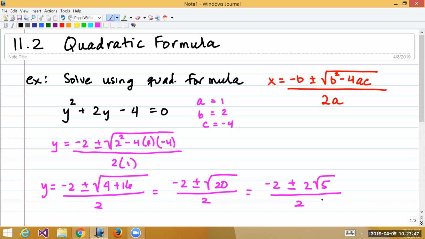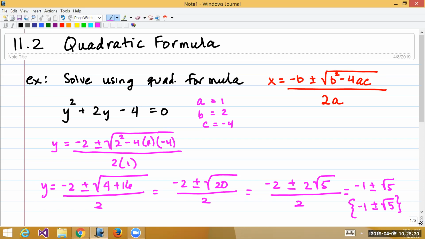Now, simplifying, remember, these are terms that are being added or subtracted. If you wanted to cancel something with the denominator, you have to cancel from every single term. These work as a group, right? So we see that they all have a factor of 2 in common that we can cancel out. One way to look at it is also if you separate it out: negative 2 over 2 plus or minus 2 radical 5 over 2. So that'll give us negative 1 plus or minus the square root of 5. And then we'll put that in set form.